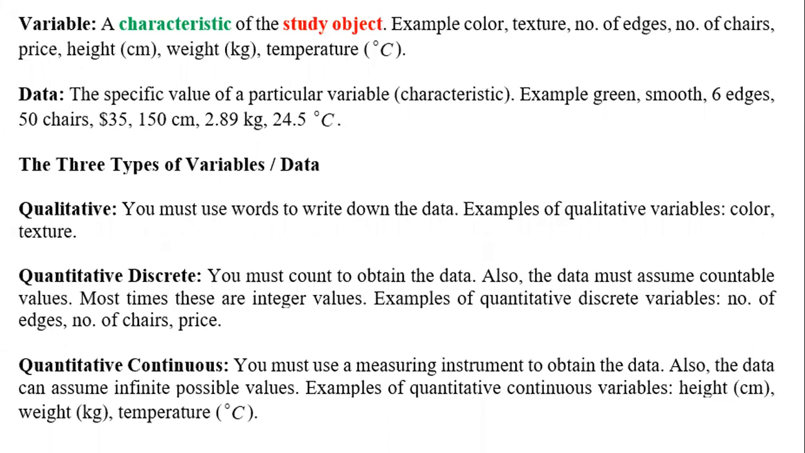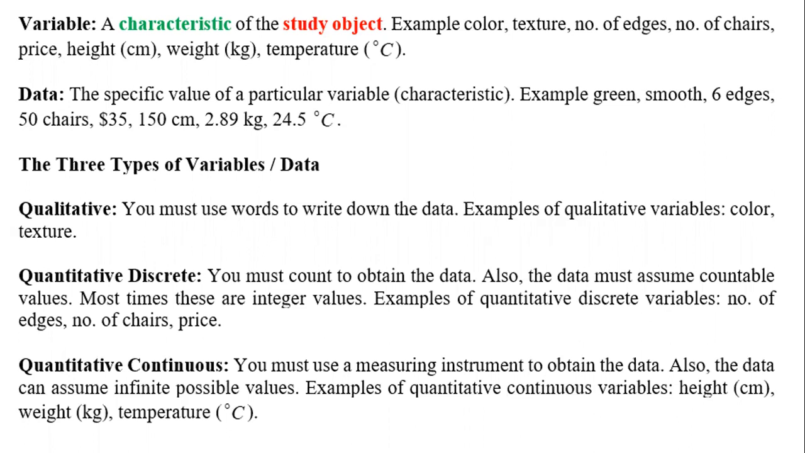Now we need to talk about a variable. A variable is a characteristic of the study object. Examples of variables are color, texture, number of edges, number of chairs, price, height, weight, temperature. Now the data is a specific value of a particular variable. The variable is the characteristic.